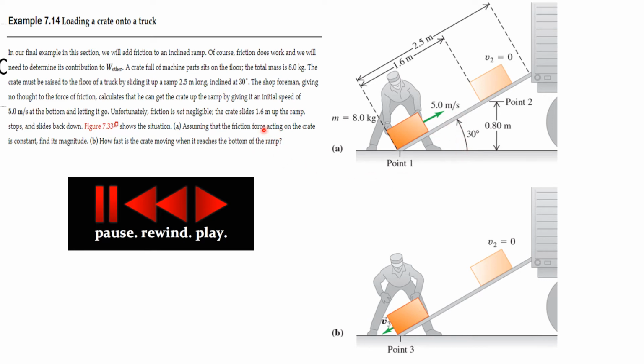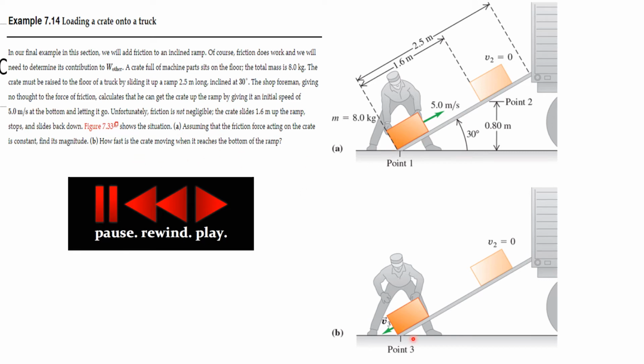So this is the inclined plane problem that we know and have worked before. The shop foreman, this guy, giving no thought to the force of friction, calculates he can get the crate up the ramp by giving an initial speed of 5 meters per second at the bottom and letting go. Unfortunately, friction is not negligible, and the crate slides up only 1.6 meters, falling 0.9 meters short, as it turns out, and then starts sliding back down.